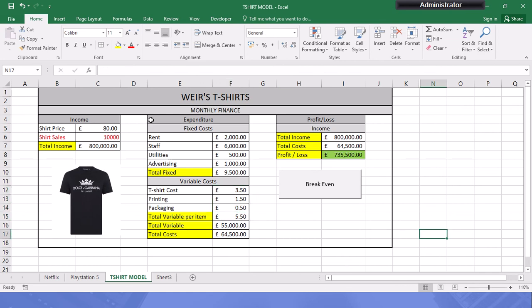Right, so hopefully that helps you understand income a little bit better, expenditure with fixed and variable costs, and also your profit and loss and what break even does.